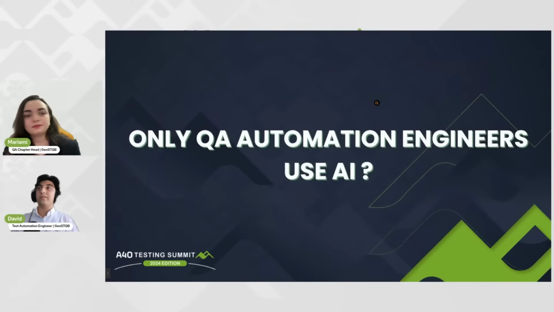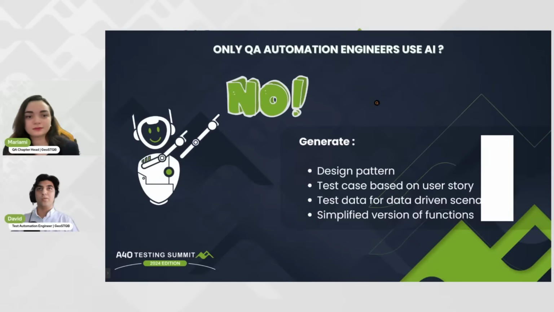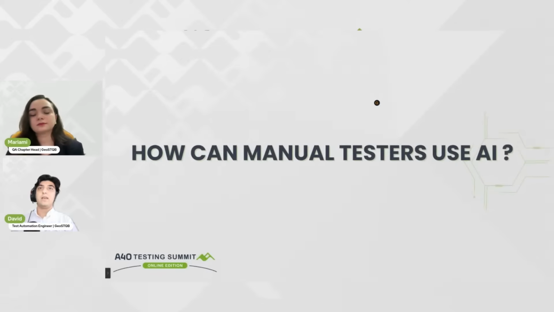Let's dive into that. First of all, the first question: do only QA automation engineers use AI? The short answer is no. As we all know, automation engineers use AI tools to do some design patterns, to implement them in their test scenarios, test cases, etc., to generate some test data for the test automation scenarios and other things as well.